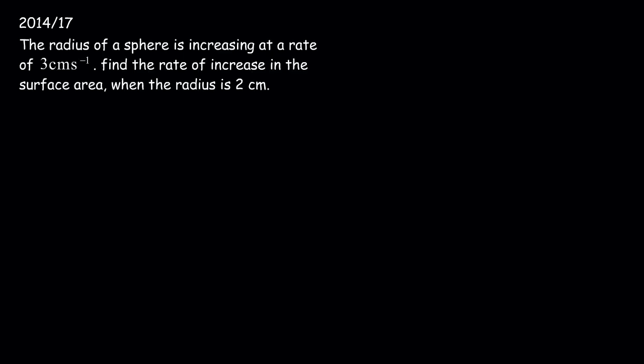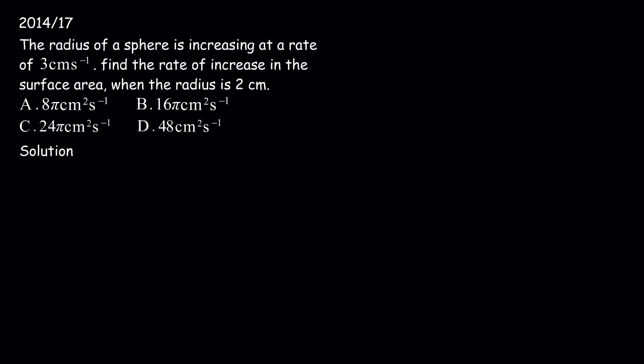Our final question states that the radius of a sphere is increasing at a rate of 3 cm per second. Find the rate of increase in the surface area when the radius is 2 centimeter. Now the very first information we are given in our question is the rate of change of the radius, which is dr/dt, and we are told that dr/dt is equal to 3 centimeter. Next, we are told to find the rate of change of the surface area, which is dA/dt. That is, dA/dt is our unknown when r, which is the radius, is equal to 2.